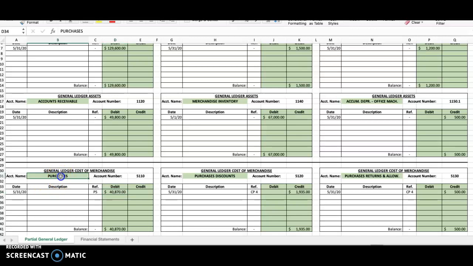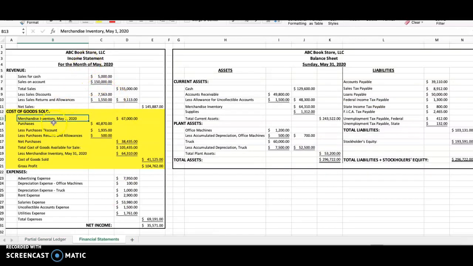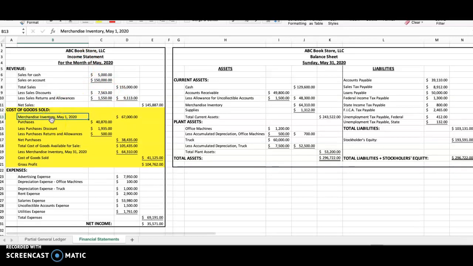Now we want to look at the interaction and the relationship between the purchases account and the merchandise inventory account. They sound like the same thing. And in accounting, we will want them separated, as we'll see in just a moment. So this number, $67,000, represents how much inventory we had at the beginning of May, at the beginning of the accounting period. And it's shown on the income statement under cost of goods sold. Merchandise inventory, $67,000 at the beginning.